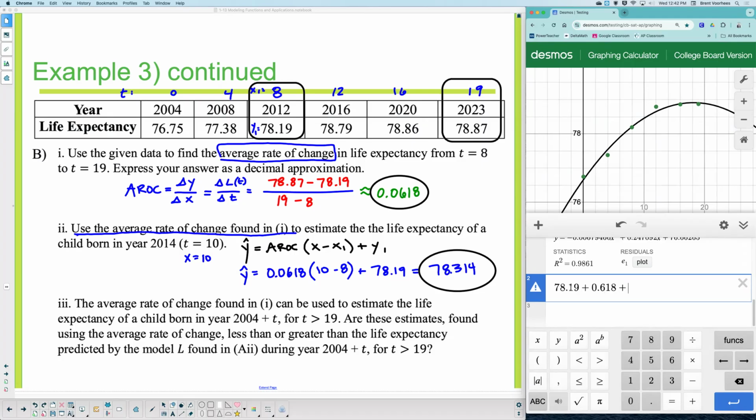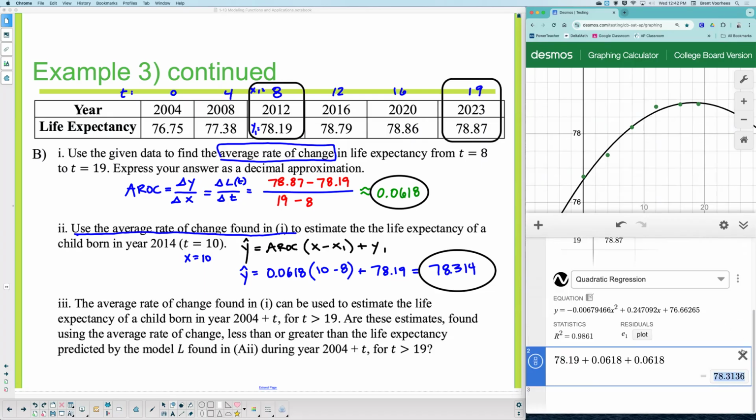If this is year 8, you see how that's year 8? Adding it once gets me to year 9. Adding it again, guess what I get now? I get the same exact value. See how that also worked? So if that's easier for you, do it that way. Start with year 8 and then just add the AROC however many times you need to get to the year. Does that make sense? Okay.